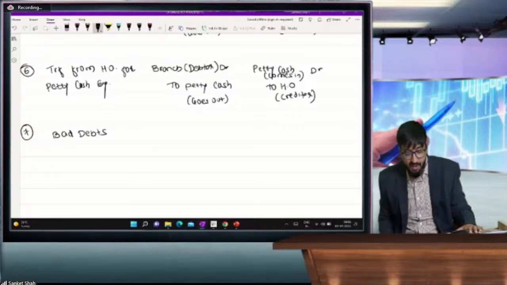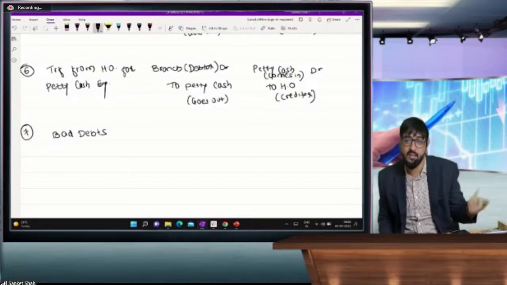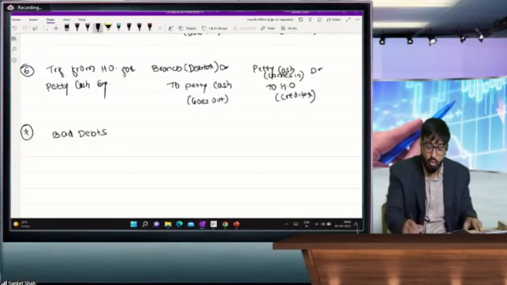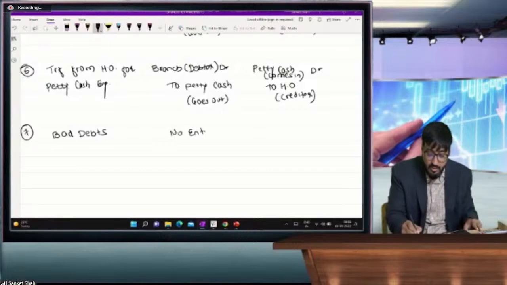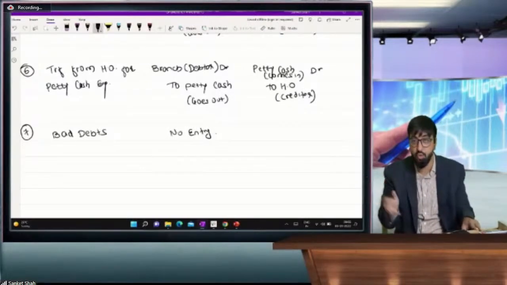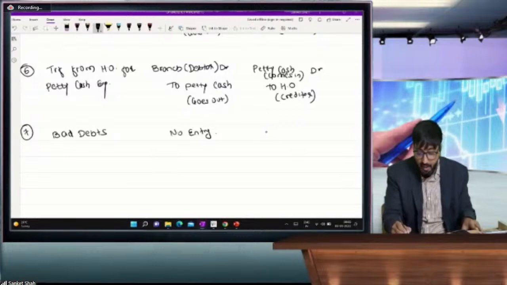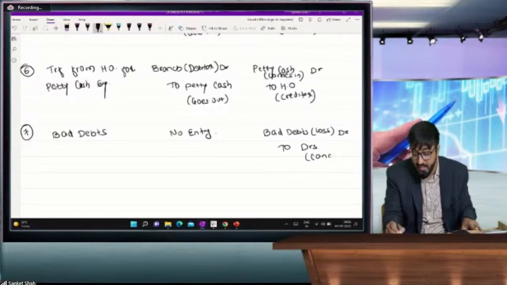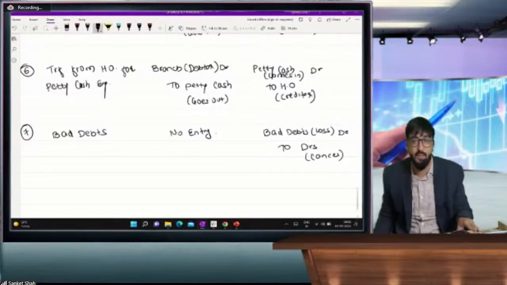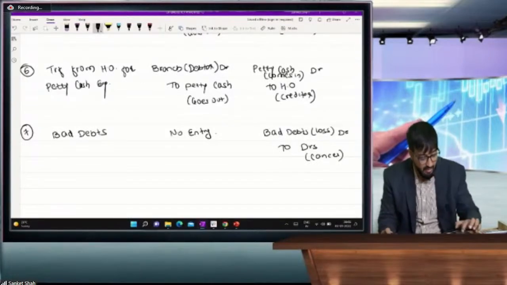Bad debts. So seventh entry, bad debts. See beta, debtors are maintained by head of branch or head office. So branch is maintaining debtors. So if it is bad debts, HO role is no entry because sales is made by branch. So no entry for head office. And here the entry will be bad debts, because bad debts is a loss, debit all expenses and losses, to debtors, because we want to cancel our debtors. Debtors has a debit balance, so canceling debtors means credit.